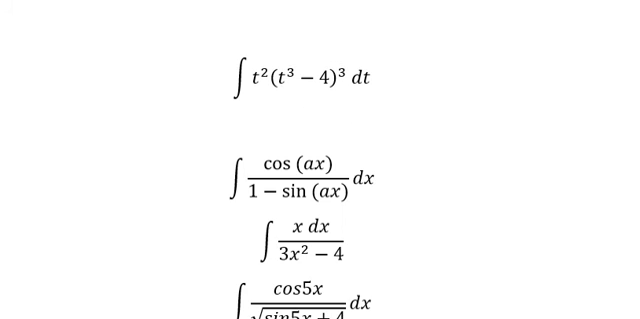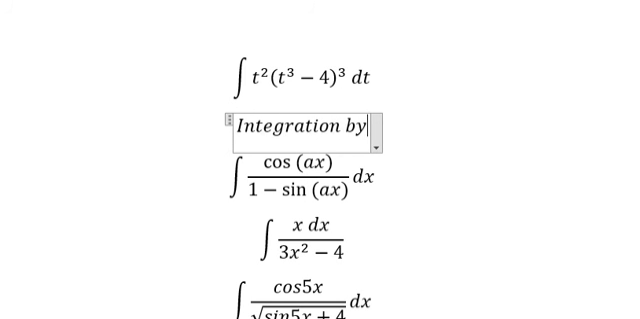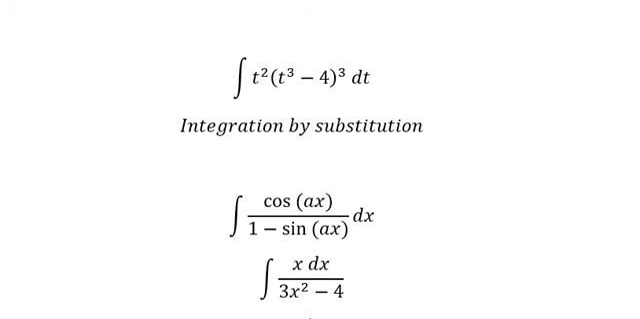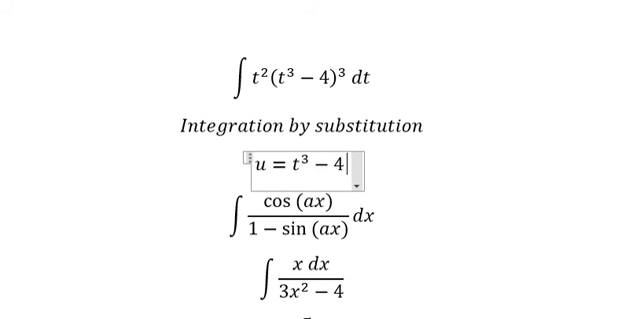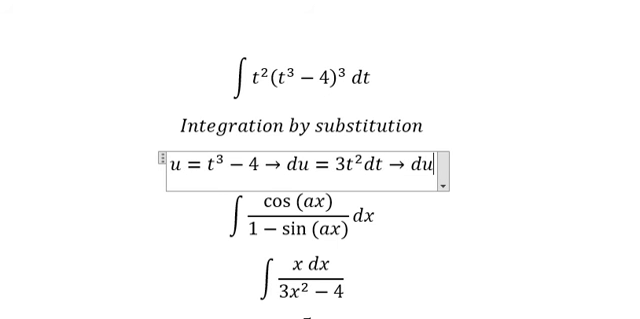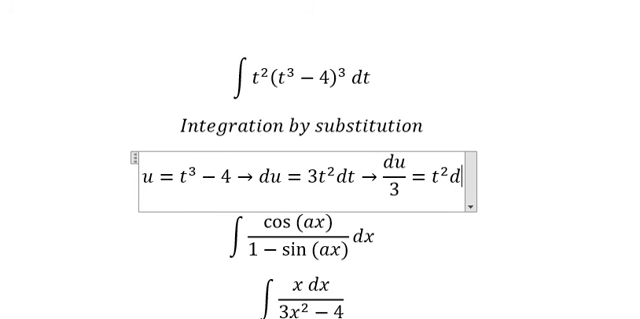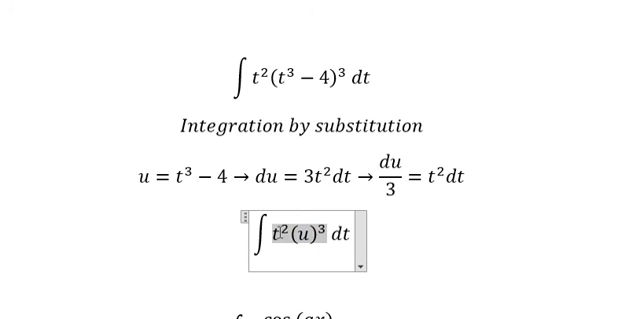The next one we need to use integration by substitution. So I will put u equals t to the power of 3 minus 4. So we do first the derivative for both sides. You get 3t squared dt. Because we don't have number 3 in here, we divide both sides by number 3. So this one in here we change for u, this t squared dt we change for du over 3.